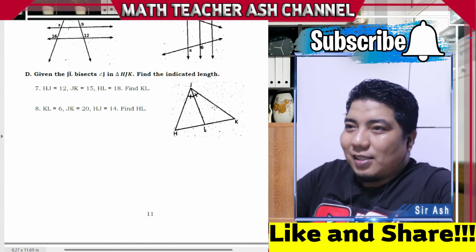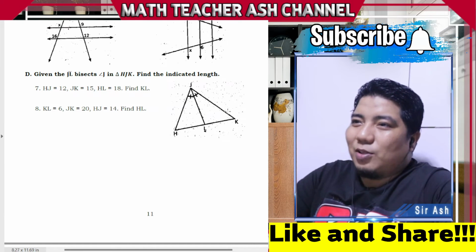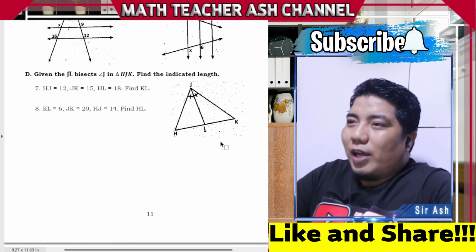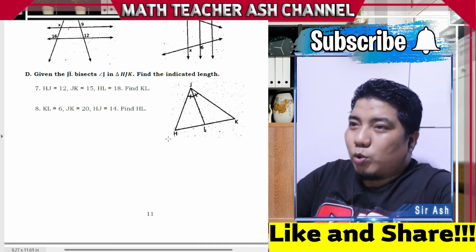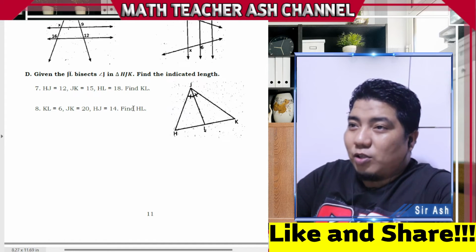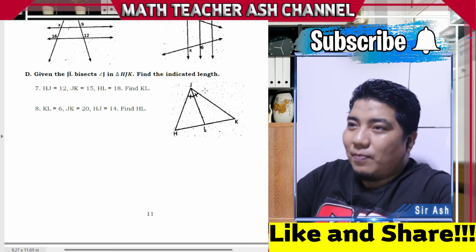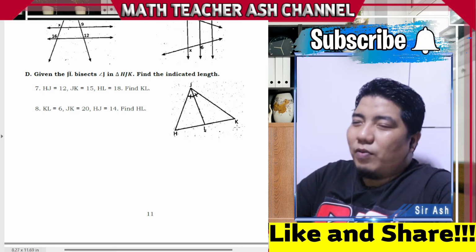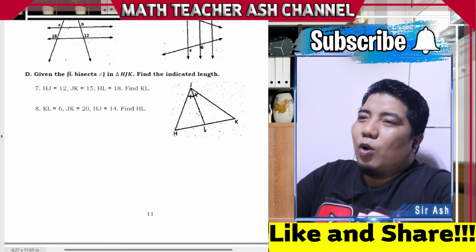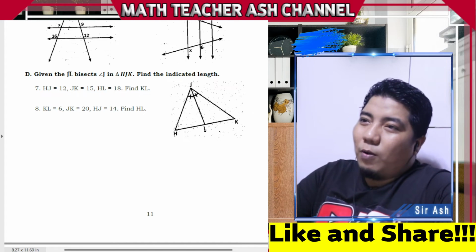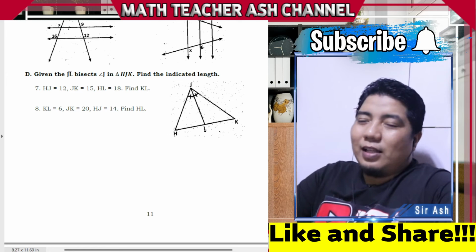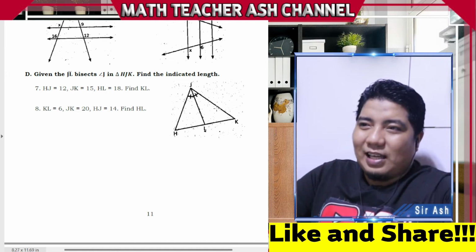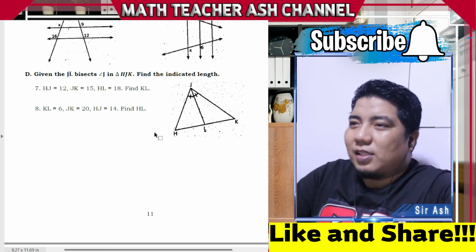Alright, next, letter D. JI bisects angle J. Okay. So, angle bisector na tayo. So, HJ is 12. JK is 15. So, you can have 12 over 15. So, HL is 18. What is KL? So, 18 over X. Okay. So, 12 over 15 is equal to 18 over X. So, 18 times 15 divided by 12. That's the answer.